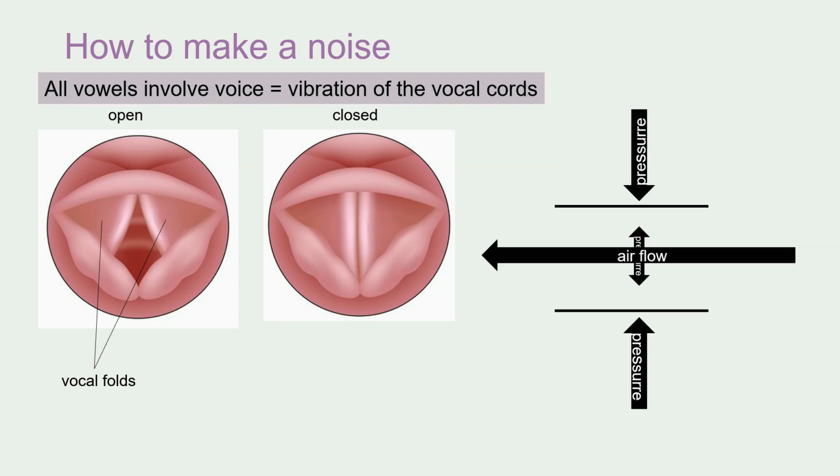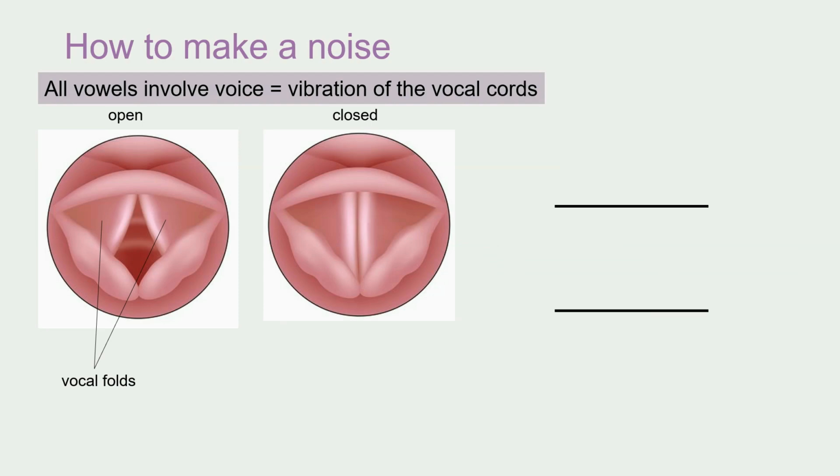Now, there's something else we need to know about vibration to know how this vibration causes different vowels. And we can look at this vibration by use of a stringed instrument.